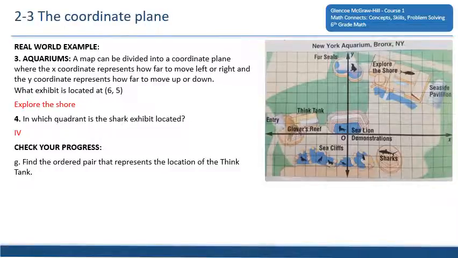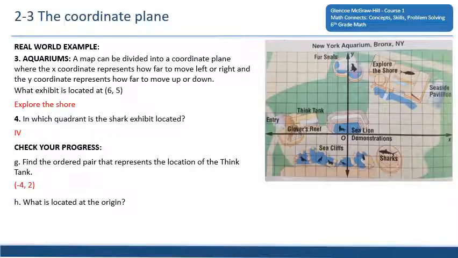And now find the ordered pair that represents the location of the think tank. So there could be a couple of actual answers, because notice the think tank is more than just one point. So we're going to go -4 and up 2, and then we put that right at where the n is in think tank. And I think -3, 2, and -5, 2 all could have worked.